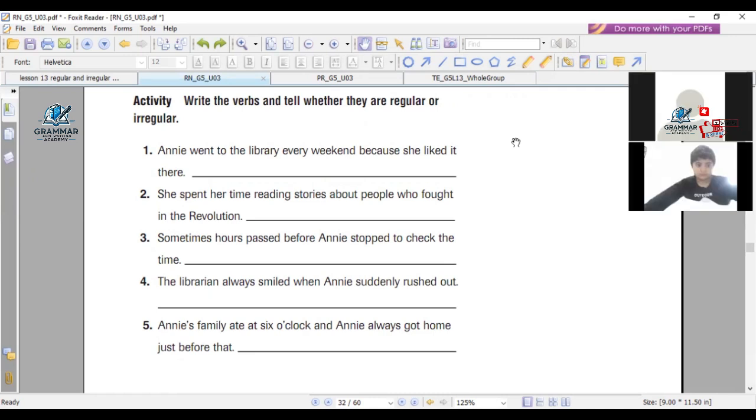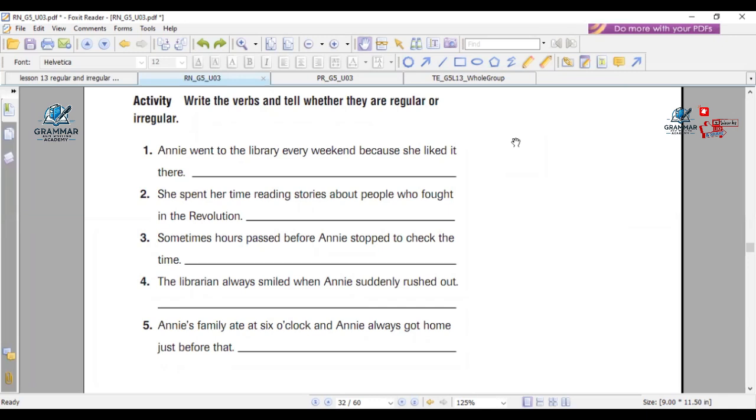So a regular verb has D, ED, IED at the end of it. And an irregular verb doesn't have D, ED, IED at the end of it. Pay attention that if you have a helping verb like has, have, had, you have to pay attention to the verb that comes after it. If it's regular, you have to put D, ED, IED. If it's irregular, you have to get the past participle form, or the third form of it.